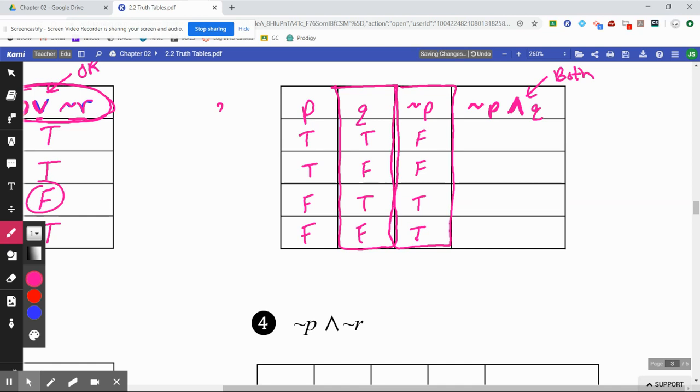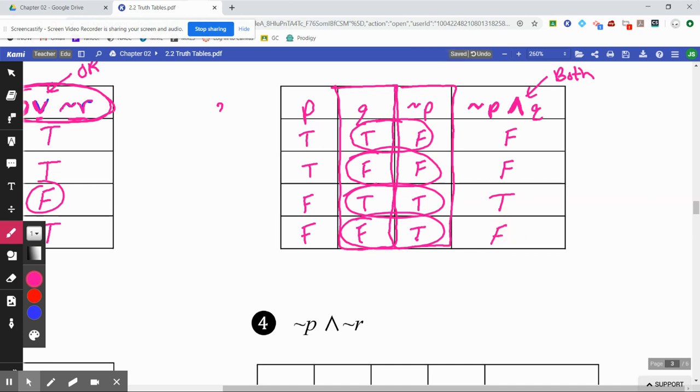So the only time this statement is going to be true is if both of these are true. Look at not P and Q here. It's false. Look at not P and Q here. It is false. Look at it here. True and true would be the only time that that's true, because any time that either one of them is false, then the whole thing will be false.